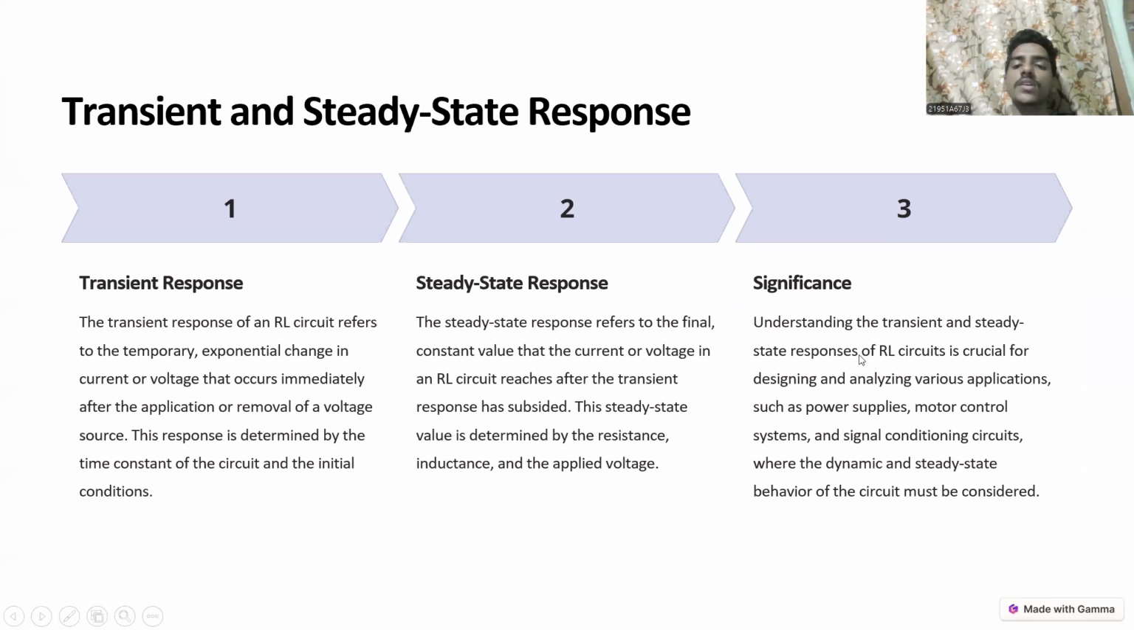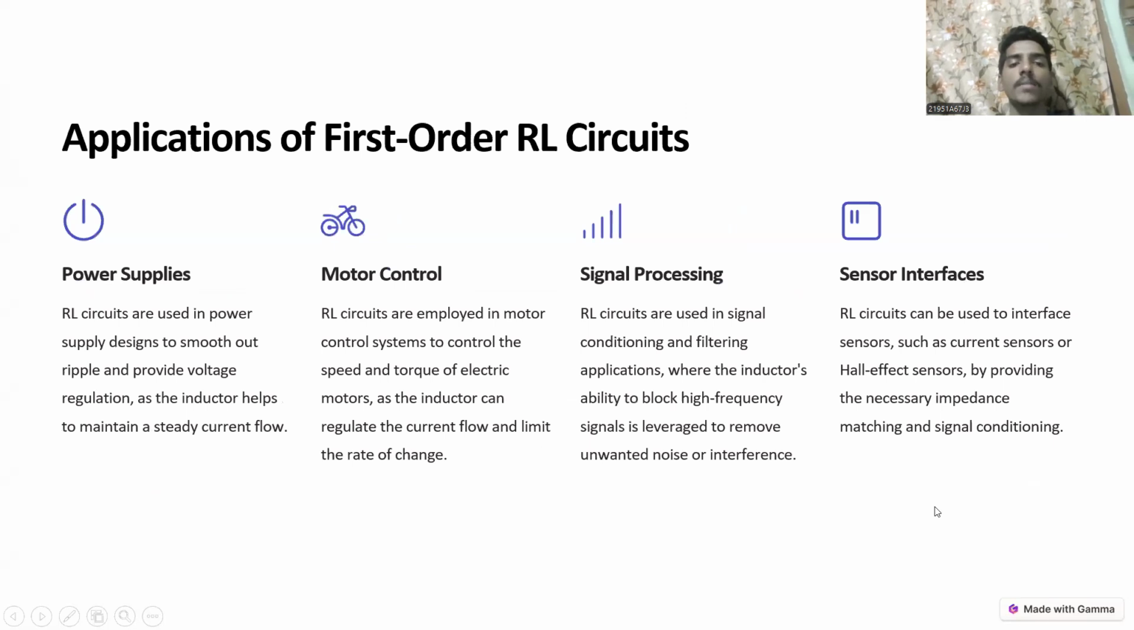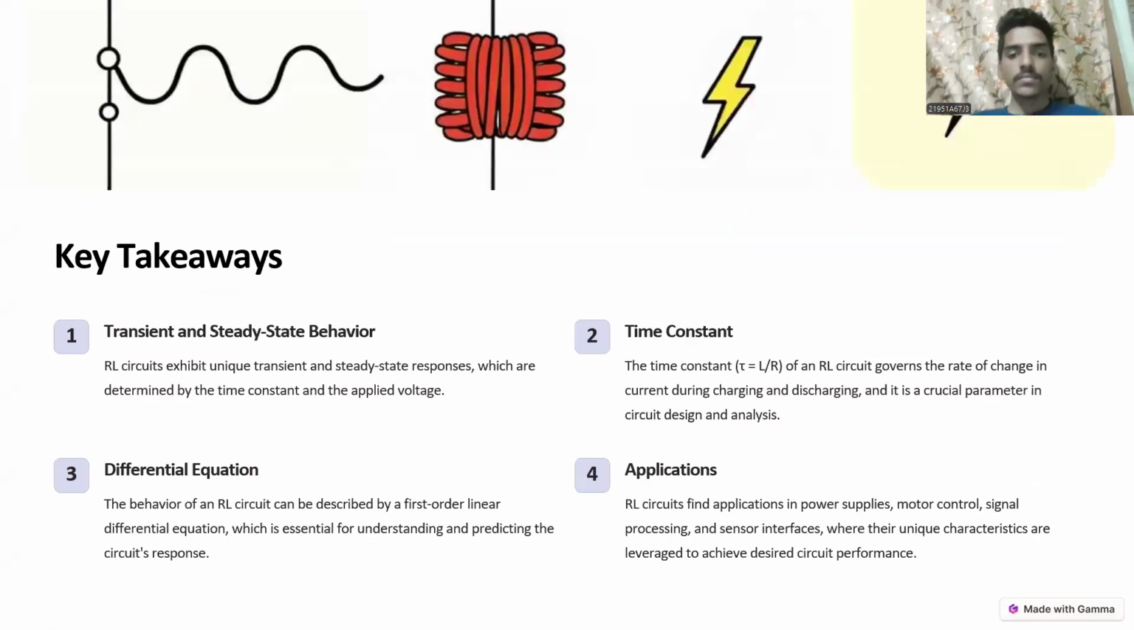Understanding the transient and steady state response of RL circuits is crucial for designing and analyzing various applications such as power supplies, motor control systems, and signal conditioning circuits, where the dynamic and steady state behavior of the circuit must be considered, and the applications of first order RL circuits, such as power supplies, motor control, signal processing, and sensor interfaces. Let's go into the key takeaways.